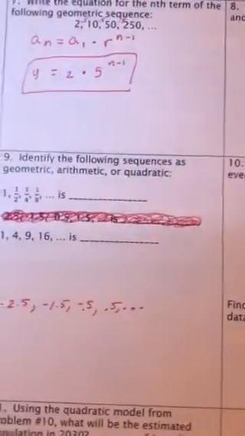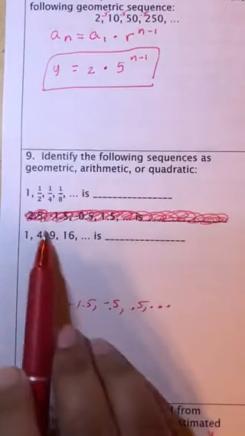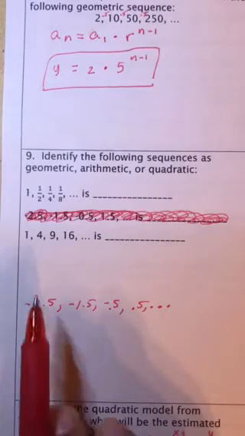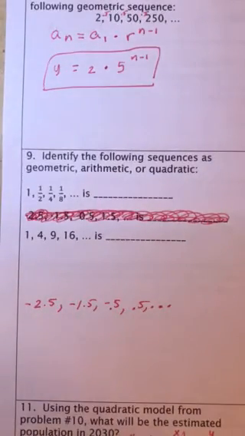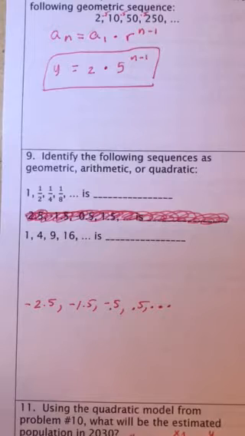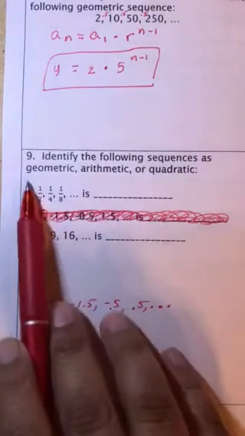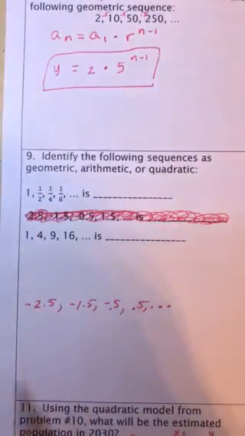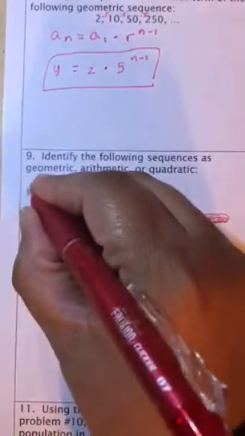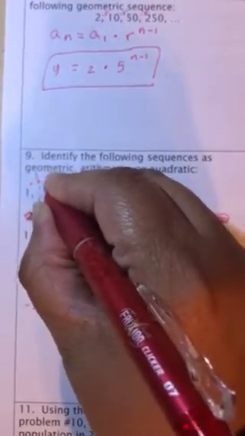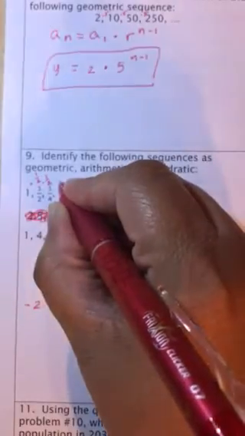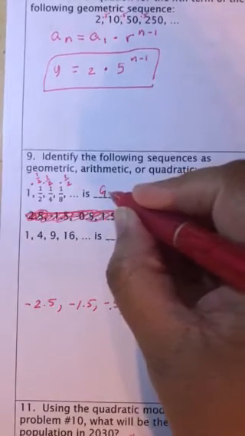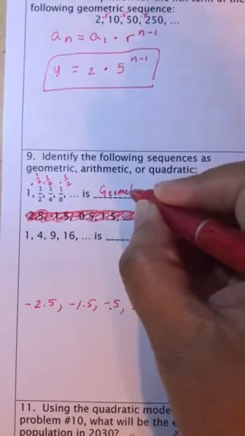Okay, on number 9 there was an error. I need you to go ahead and scratch out that second one and write this as your second one. So on this one, it's asking us to identify the sequence as geometric, arithmetic, or quadratic. Well, I just talked about geometric. If it's geometric, you're basically multiplying by the same number on all of these. So here, I'm technically multiplying by 1/2, and it gets us the next new term. So this is actually geometric.